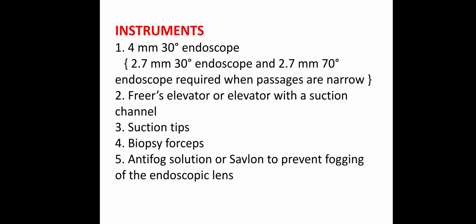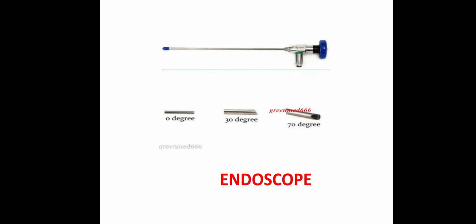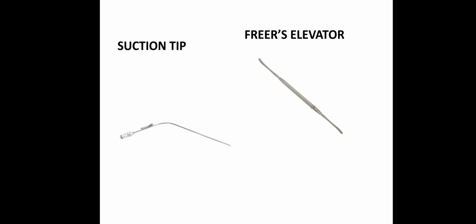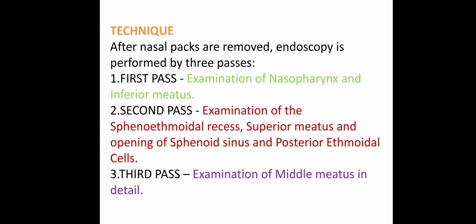Instruments: 4 mm 30 degree endoscope. Whenever the passages are narrow, a 2.7 mm 30 degree endoscope and a 2.7 mm 70 degree endoscope are used. Freer's elevator or elevator with a suction channel, suction tips, biopsy forceps, anti-fog solution or Savlon to prevent fogging of the endoscopic lens. This is the picture showing the endoscope, suction tip, Freer's elevator and biopsy forceps.